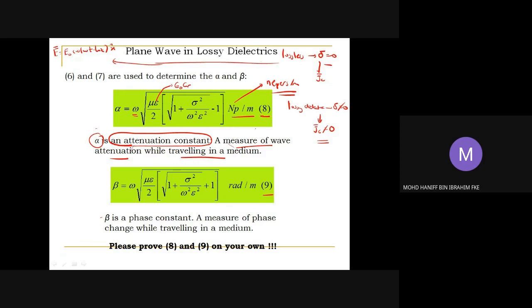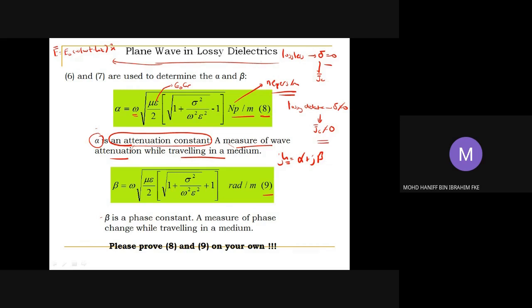So because we have agreed just now that jk is composed of alpha plus j beta. Remember what jk is here? If you base on the lossy dielectric, k is your phase constant. Yeah, k is your phase constant. And in lossy dielectrics, k basically is represented by beta. Yeah, k is represented by beta.